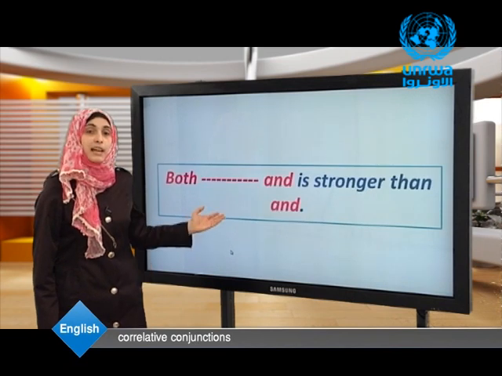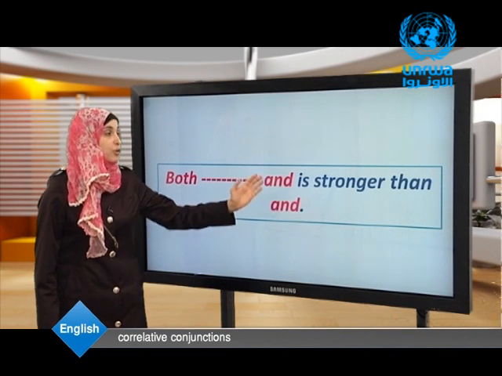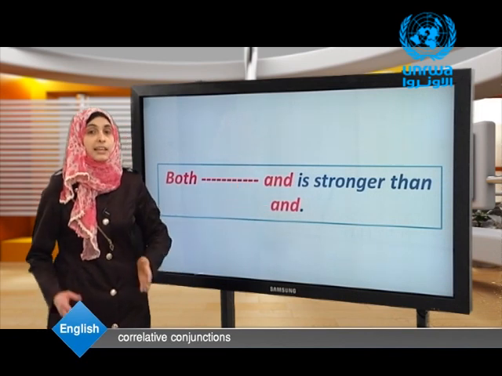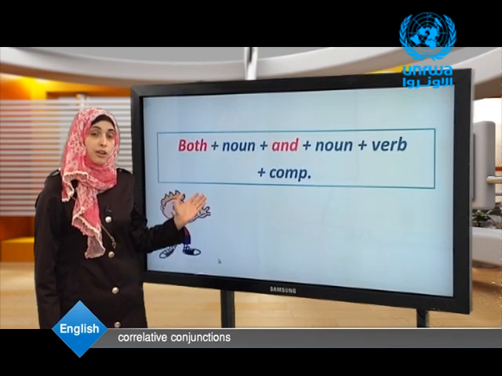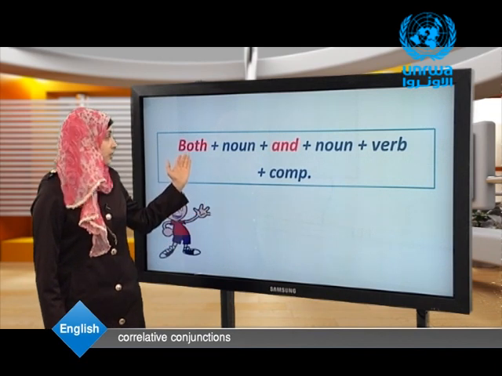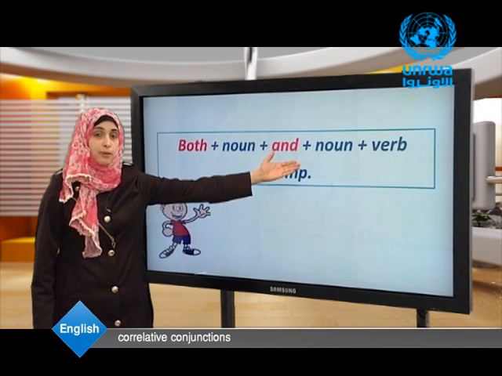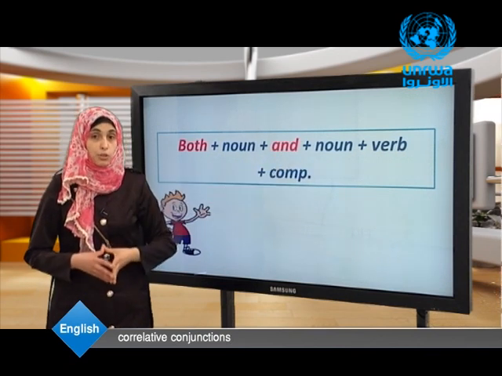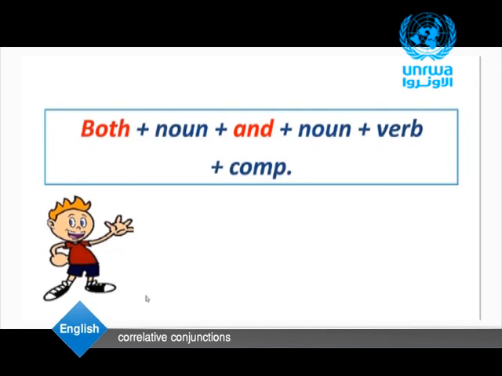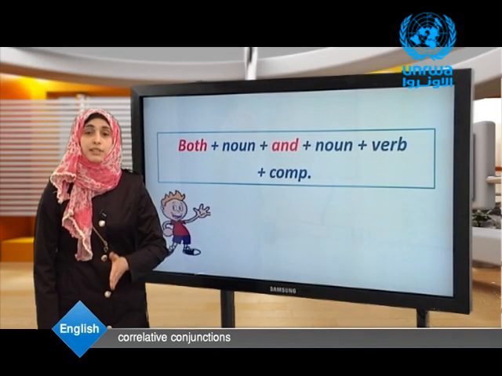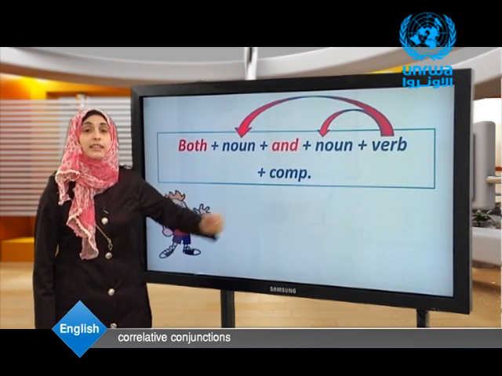Now, dear students, let's have a conclusion about both and. The conjunction both and is stronger than and. So, instead of using and alone, we can use both and. What about the form? If we want to start with both, then the first noun, then and, then the second noun, then the verb, and then the complement. And notice here that the verb refers to both nouns, the first noun and the second noun.